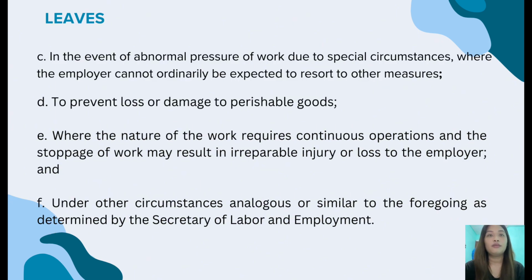Third, in the event of abnormal pressure of work due to special circumstances, where the employer cannot ordinarily be expected to resort to another measure. Fourth, to prevent loss or damage to perishable goods. Fifth, where the nature of the work requires continuous operations and the stoppage of work may result in irreparable injury or loss to the employer. And under other circumstances analogous or similar to the foregoing as determined by the Secretary of Labor and Employment.